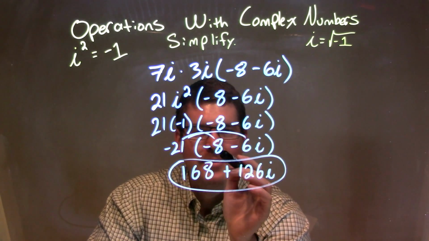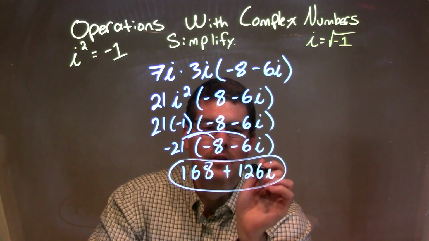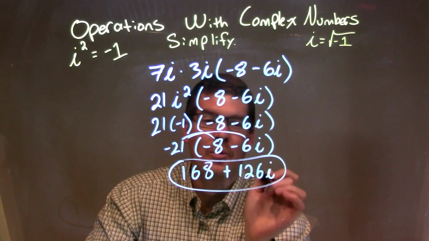So negative 21 times negative 8 was a positive 168, and negative 1 times the negative 6i was a positive 126i, giving me again my final answer of 168 plus 126i.